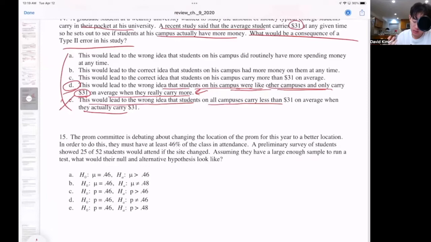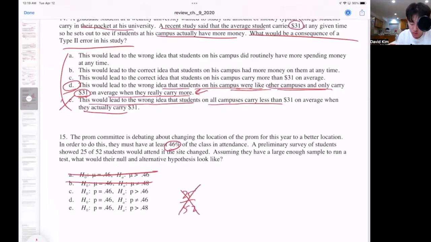The prom committee is debating about the change in the location. So they must have at least 46%. All right, so proportion. So let's eliminate A and B. Those are talking about the parameters for means. A preliminary survey of students showed that 25 out of 52 students would attend if the site changed.